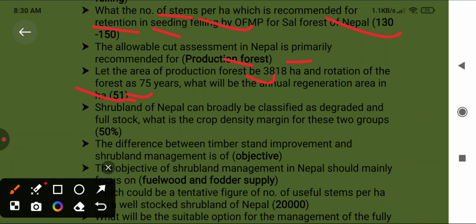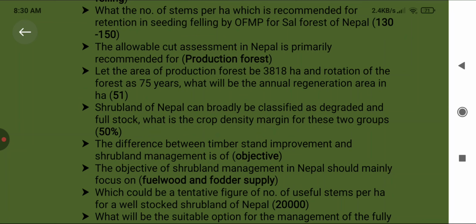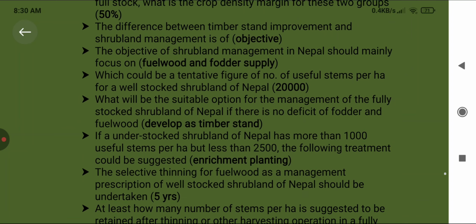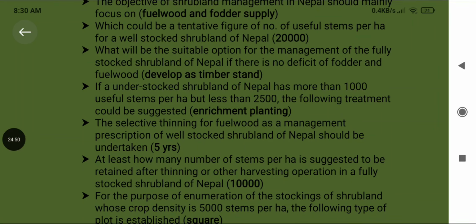Shrubland of Nepal can be broadly classified as degraded and fully stocked. What is the crop density margin for these two ranges? 50%. The difference between timber stand improvement and shrubland management is objectives. The objective of shrubland management in Nepal should mainly focus on fuelwood and fodder supply.